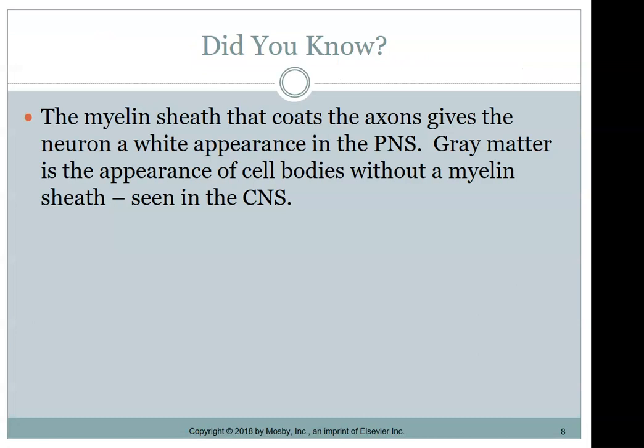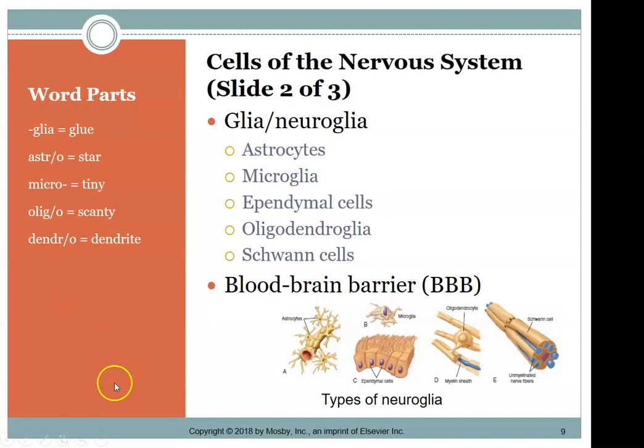Did you know that the myelin sheath that coats the axons gives the neuron a white appearance in the PNS? Gray matter is the appearance of cell bodies without a myelin sheath, seen in the CNS. Glia cells are stromal, which means supportive in nature, holding the neurons together and protecting them.